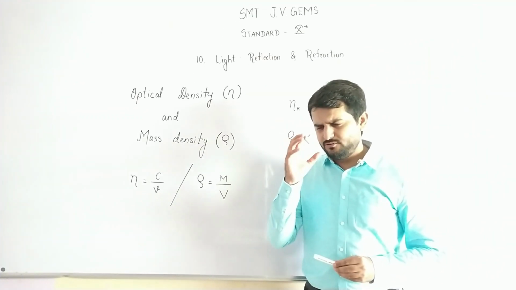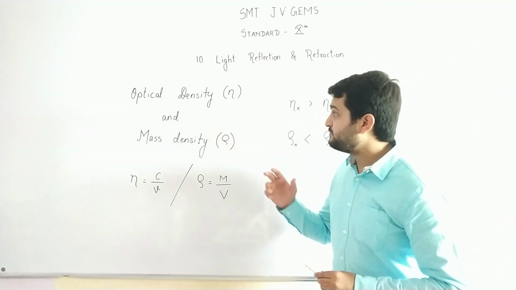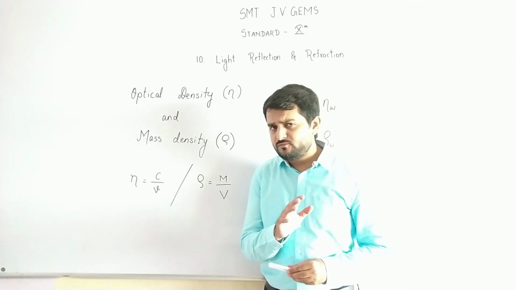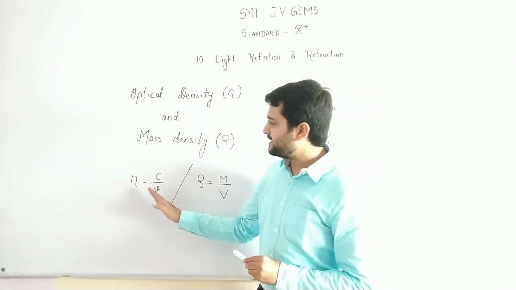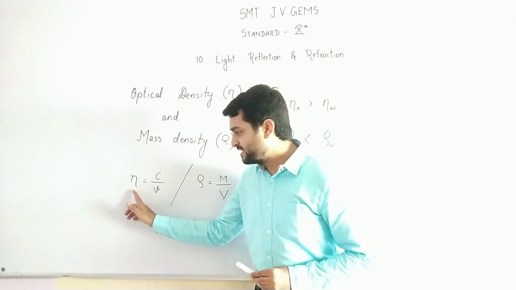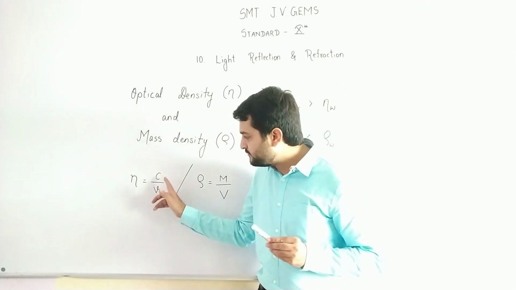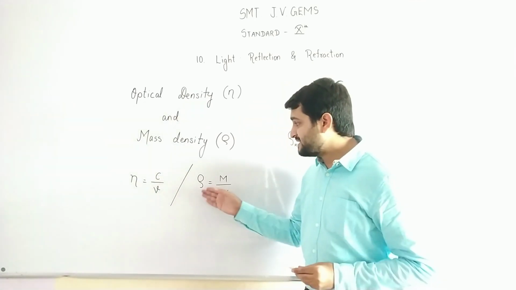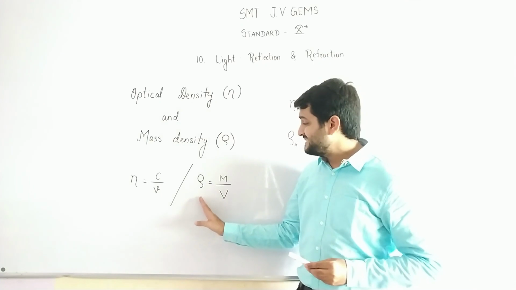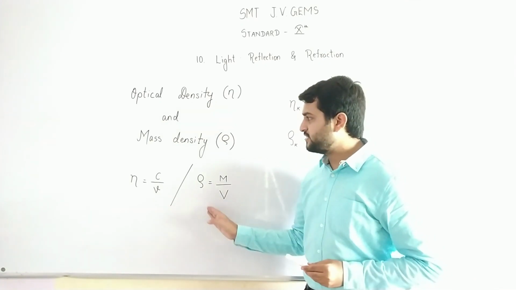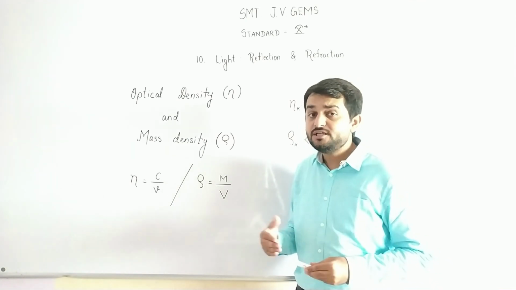There is a bit of confusion for the kids between optical density and mass density. Let us make it clear that optical density has nothing to do with mass density. Optical density is defined as the ratio of speed of light in vacuum to the speed of light in medium, whereas mass density, indicated by rho, is defined as the ratio of mass by volume. So they are totally different and do not interfere with each other.